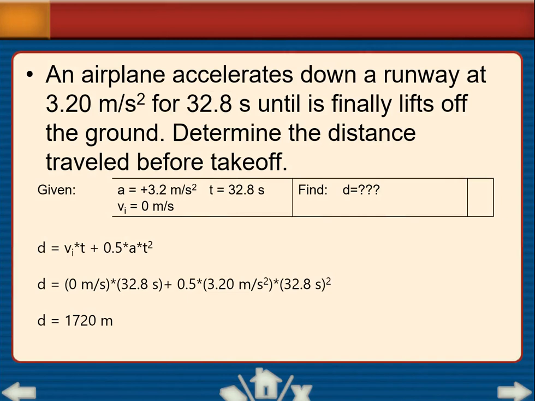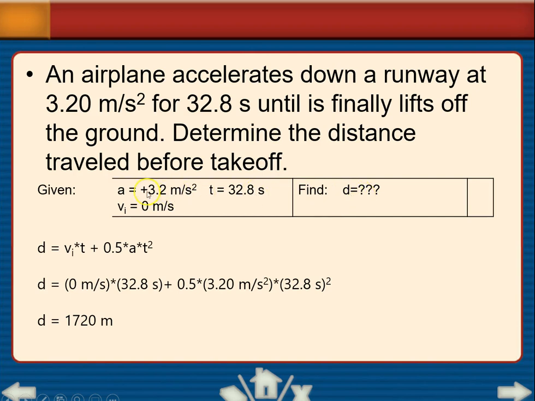So the first one is, an airplane accelerates down a runway at 3.2 meters per second squared for 32.8 seconds until it finally lifts off the ground. And we want to figure out how far it traveled before it took off. So what we know is it starts from rest. Okay, and it accelerates at 3.2 meters per second squared for 32.8 seconds. It's given us up here. Now we want to figure out the distance.